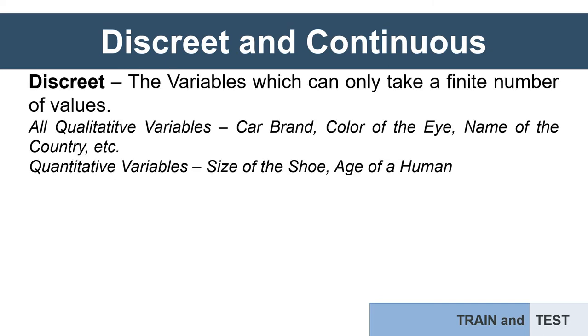The next classification could be between the discrete and continuous variables. Discrete would be the one which can take finite number of values. These can be both qualitative and quantitative in nature. For example, car brand, color of the eye, which are qualitative in nature, are discrete since the values are finite. Quantitative variables like size of the shoe, age of a human, etc. can also be tagged as discrete variables since these quantities are also finite in nature.